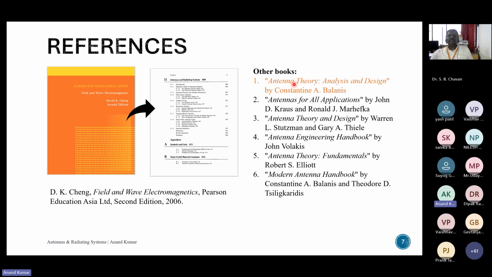It's a huge book. So I'll personally prefer to go through D.K. Cheng, which has just a chapter which is concise, and you can go through this at a faster pace. And then there are other textbooks as well. Try to read as many as you can if you want to have a very strong grasp on antenna theory. But just going through Balanis is all right.